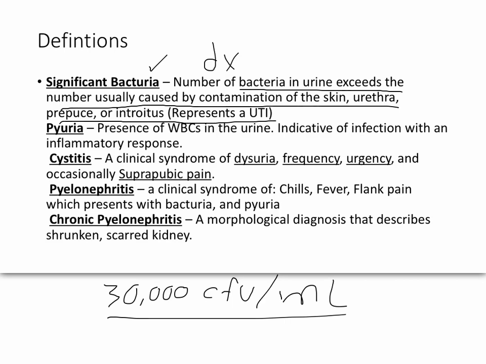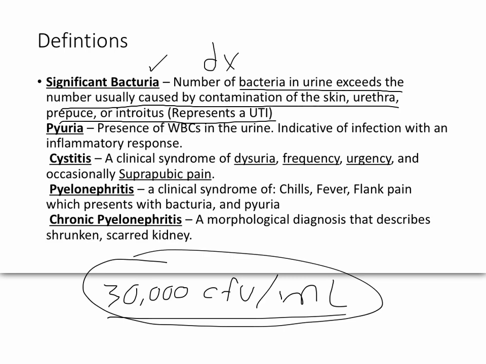But you can get way more than this just from your urine touching your skin. So just remember 10 to the 5th CFUs per milliliter. If you have less than that, you need to consider contamination. But one of the key things to look for in contamination is epithelial cells. If you have epithelial cells, then it indicates that the urine was in contact with epithelial cells, of course, which means contamination.